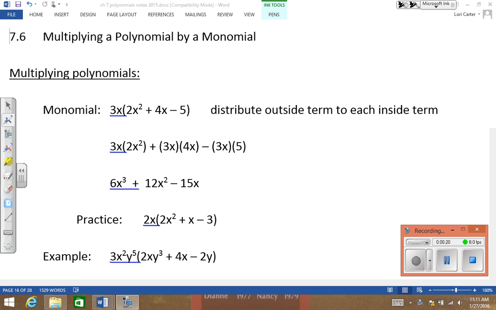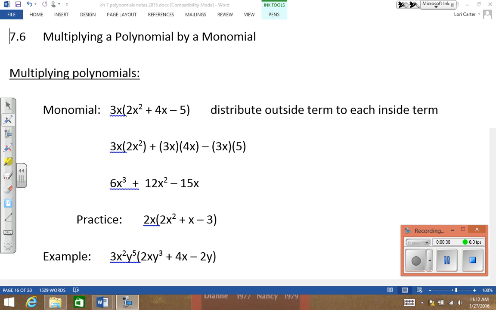Now you've already done this. If I took out this x and I said that's a 3, what would you do with the 3? Distribute it. And what would you get for the first one? 6x squared. Then you would get 12x, and then negative 15.